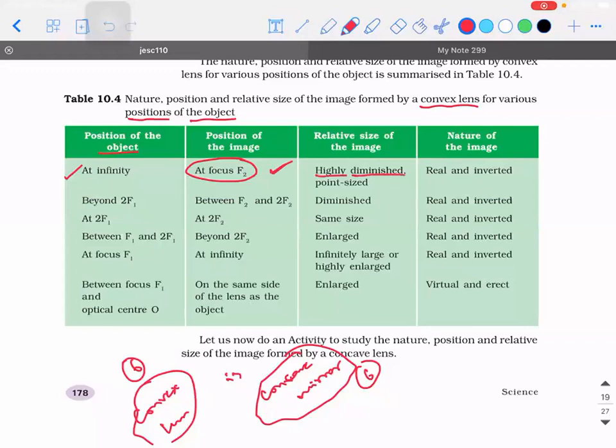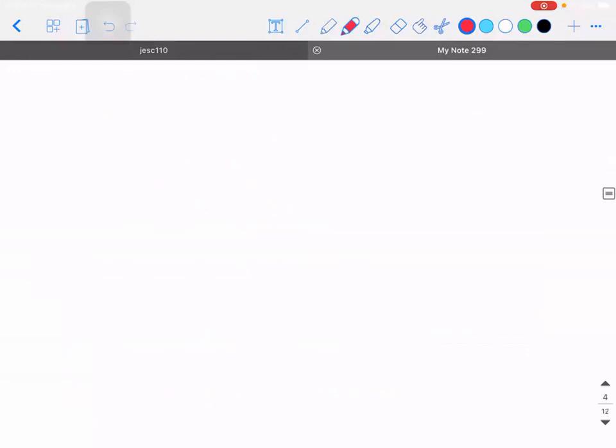So it is highly diminished in terms of magnification and it is point-sized. What is going to be the nature of the image? It is going to be real and inverted. So what are all the things that are going to happen?